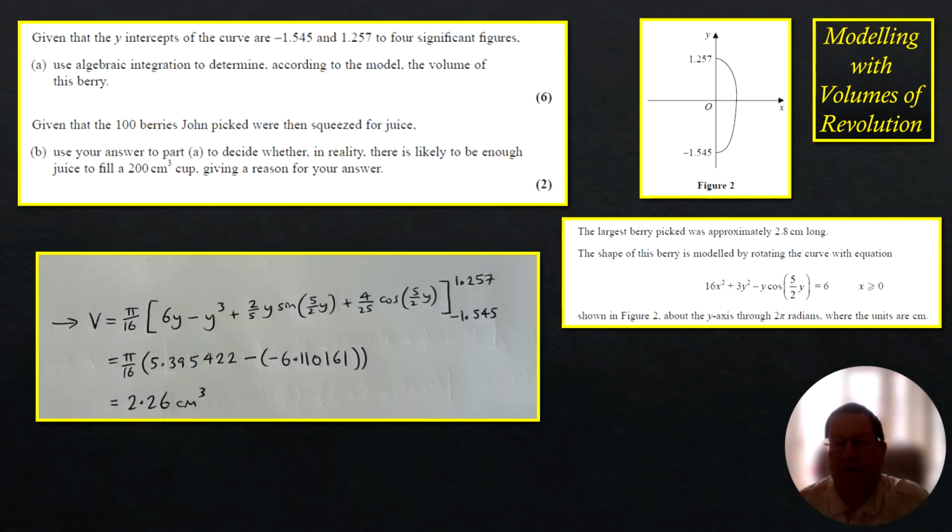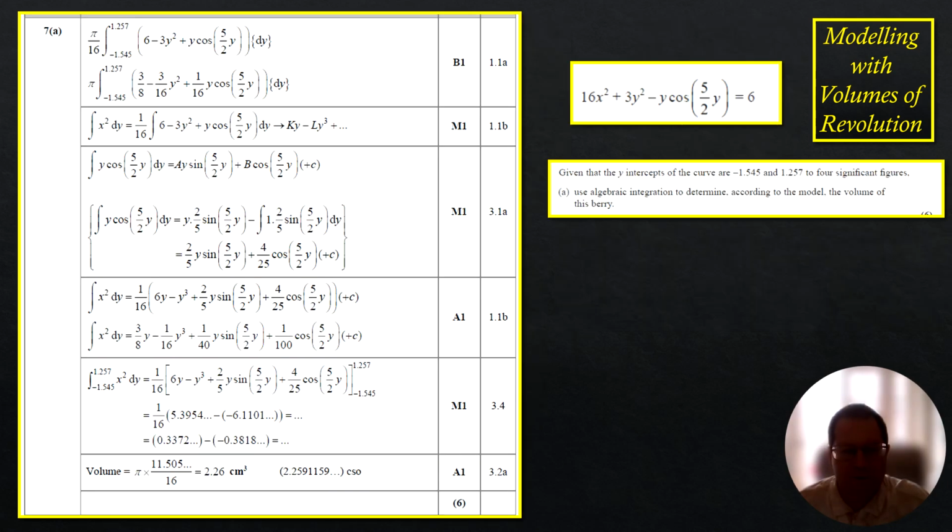So substituting in our values from the y-axis of 1.257 and negative 1.545, I get an answer of about 2.26 centimeters cubed. Once again, for confirmation, here is the mark scheme, and again you can see it says 2.26 centimeters cubed at the end.